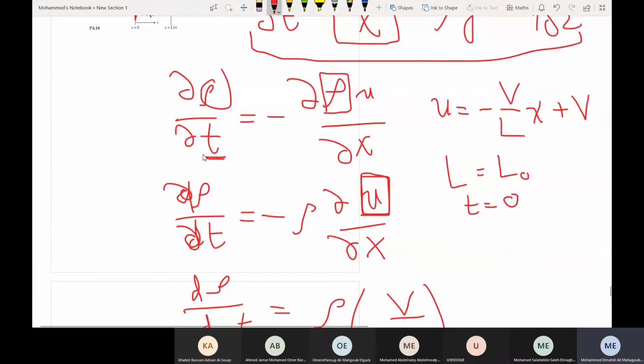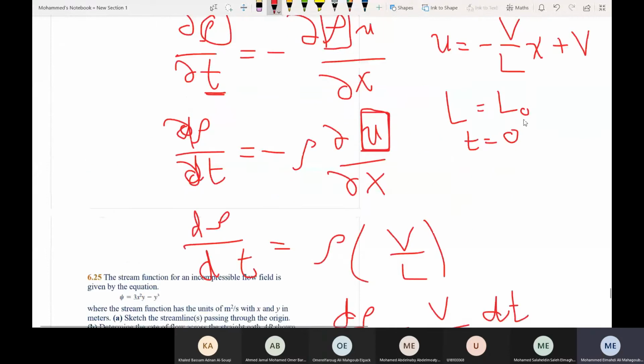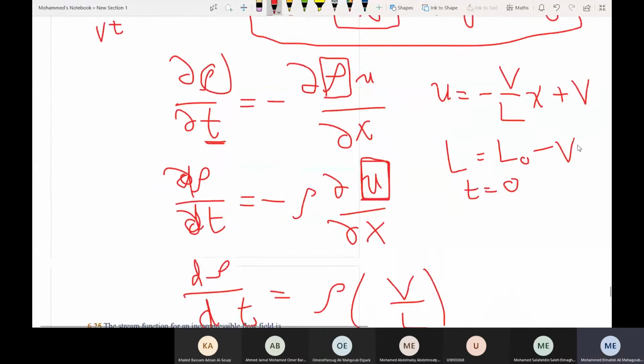What is the distance that the piston will travel? It is V multiplied by T. Distance equals speed times time, because it is motion with constant speed. Okay, V multiplied by T. So L naught minus VT.